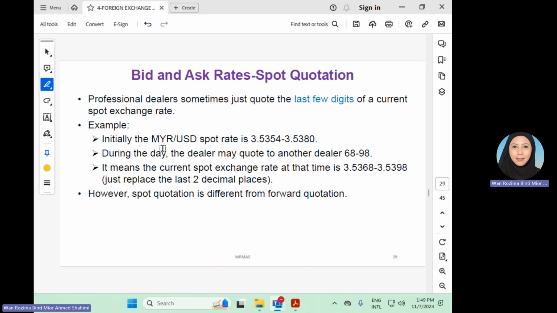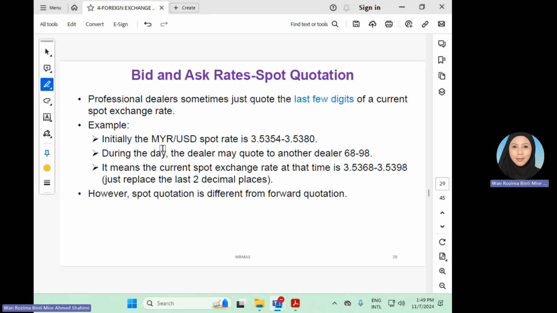Understand? It's only applicable for spot rate. Don't do this for forward rate. It means the current spot exchange rate at the time; I already mentioned that, just repeat the last two decimal places. However, spot quotation is different from forward quotation. I repeat one more time: for spot, you can simply replace.